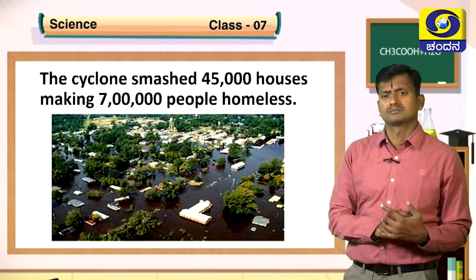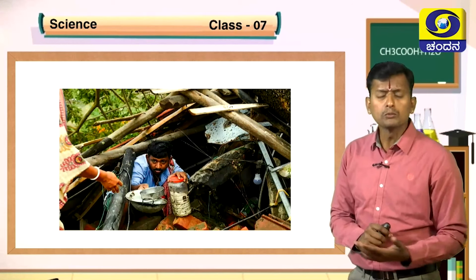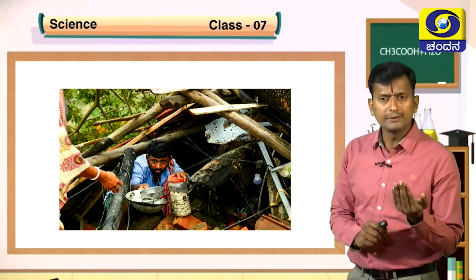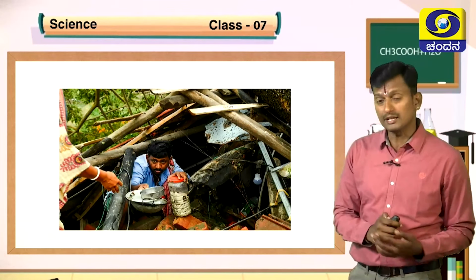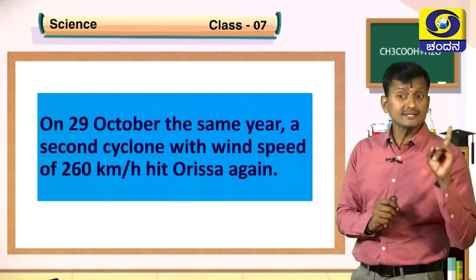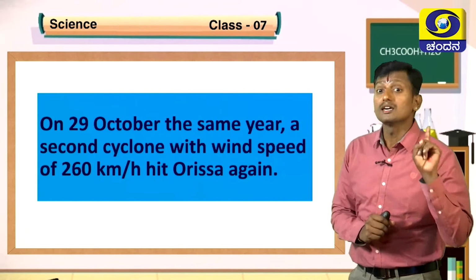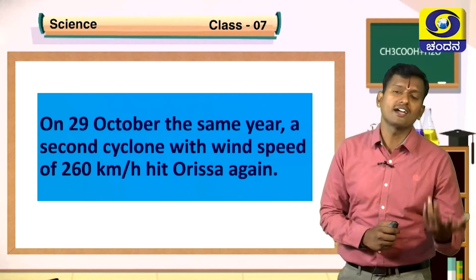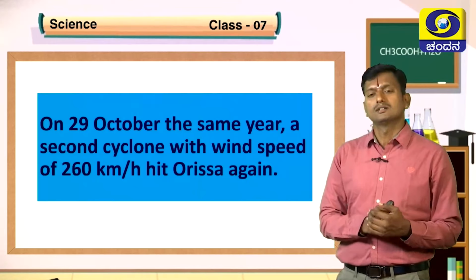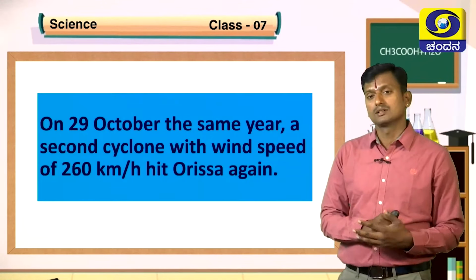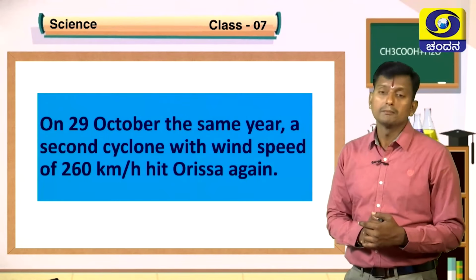Can you imagine how they are suffering in that condition? Many people lost their homes. They were waiting for a little bit of food for their survival. These are drastic conditions during a cyclone. On 29th October, the same year, a second cyclone with wind speed of 260 km per hour hit Orissa again. See, there was no time for Orissa to come back to normal. The same year, again, it was hit by a cyclone with wind speed of 260 km per hour.